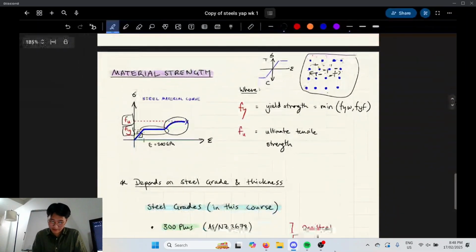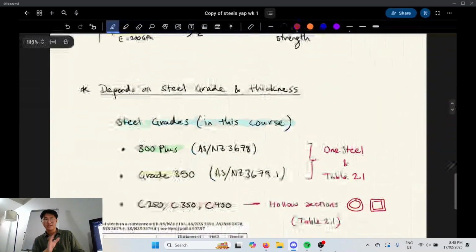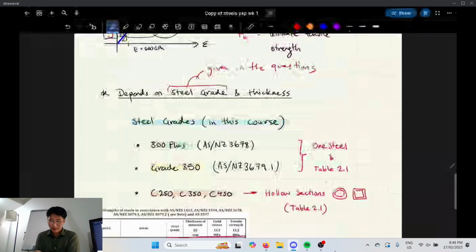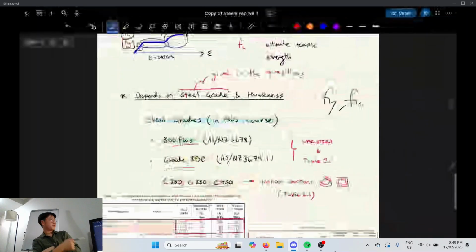Okay. So, the other thing about material strength is it depends on steel grade and thickness. Also, this is given in the question. The steel grades will always be specified. So you'll either be working with 300 plus, grade 350, or specifically for hollow sections, there's also ones which start with C, but it will always say it in the question. So that's how you're going to find your values for Fy, Fu, all that stuff, right? And there's going to be a table for it. The table looks like this. And you just find the appropriate part in the table.